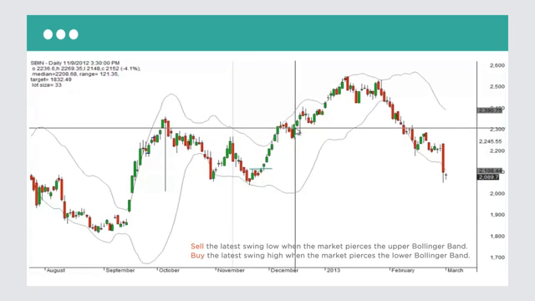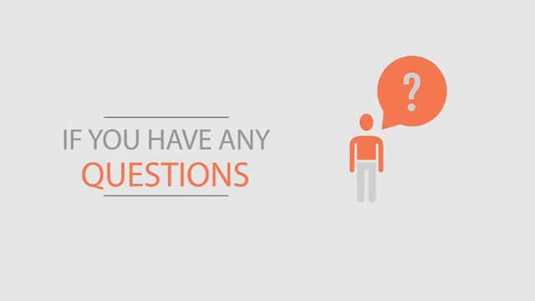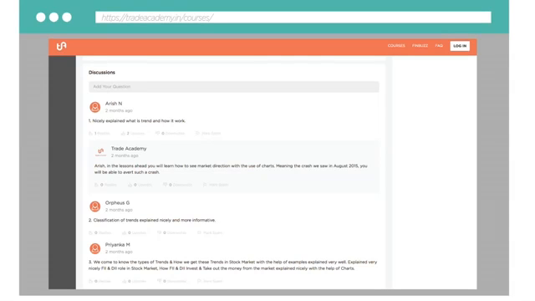So that's it. That's how you can trade with the Bollinger Band. If you have any questions, queries, or tweaks of your own, we'd love to hear it. Everyone has their own style that they trade with.